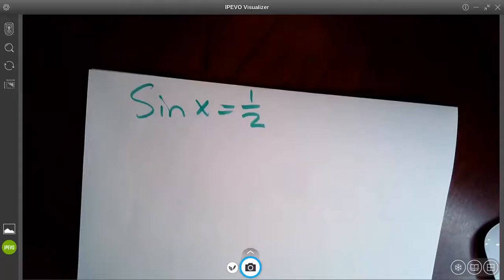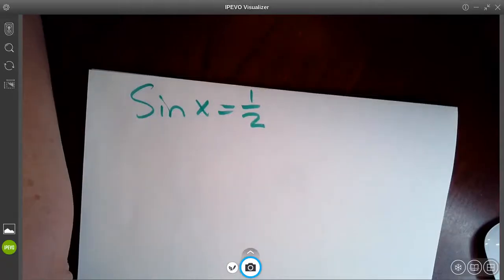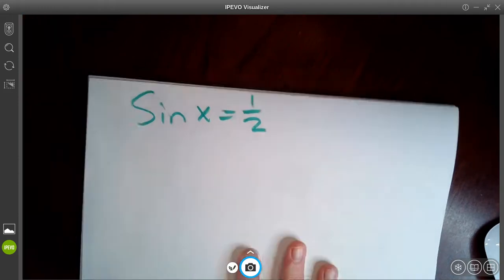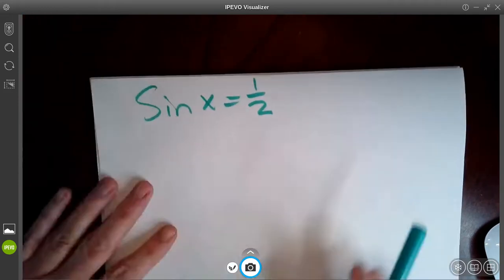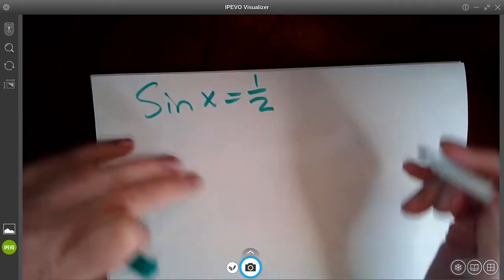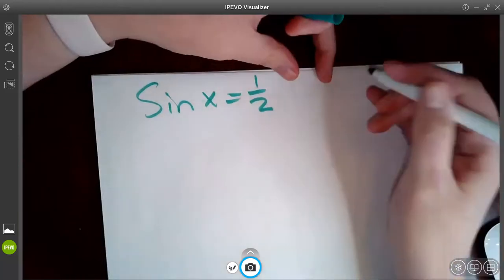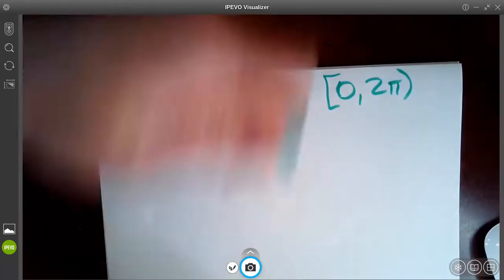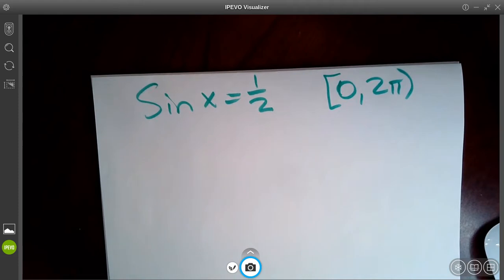So we are looking at solving trig equations today. We're just going to do simple equations. And I have this equation here, sine x equals 1/2. We're going to start off by saying that we're going to find solutions between 0 and 2 pi. So that means once around the circle, we want to find the solution.